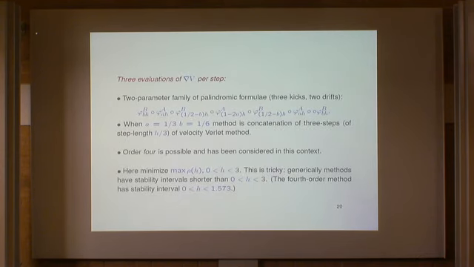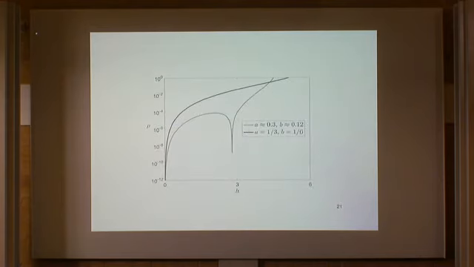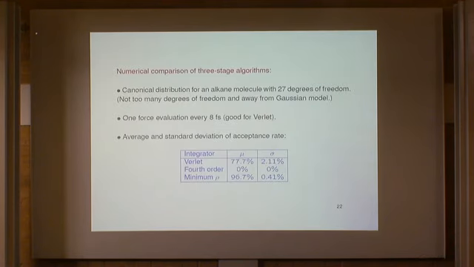You can play the same game with 3 evaluations, and this is more difficult because of stability considerations and so on. But here is what you have. This black is Verlet, and this is the new method, and you see that the difference here is maybe 3 orders of magnitude. So this means that for a Gaussian target, those methods perform much better than the standard leapfrog, Verlet.